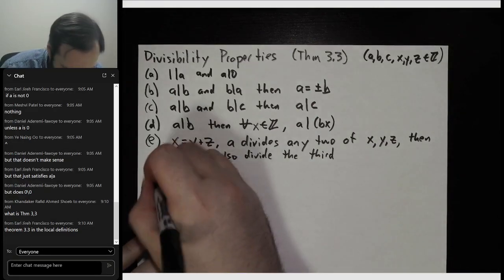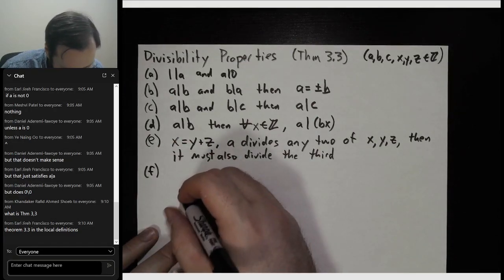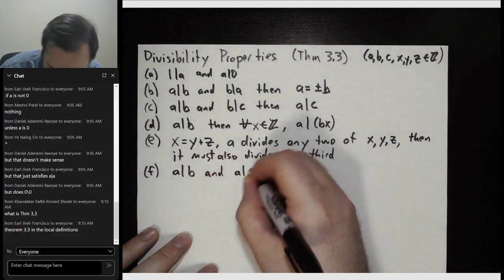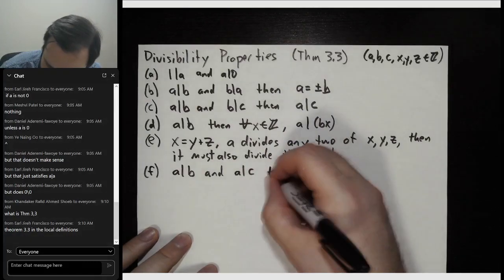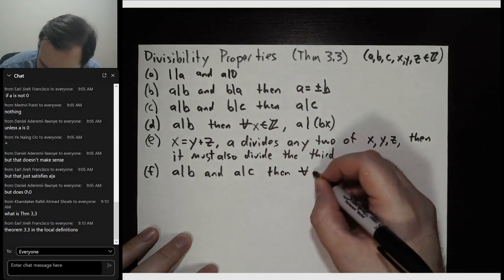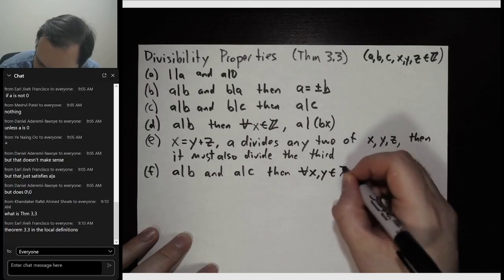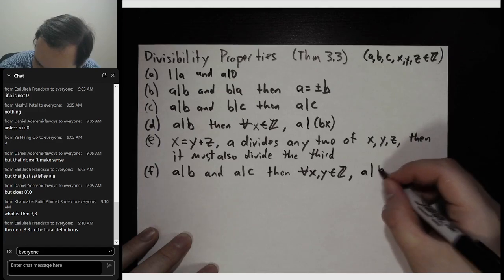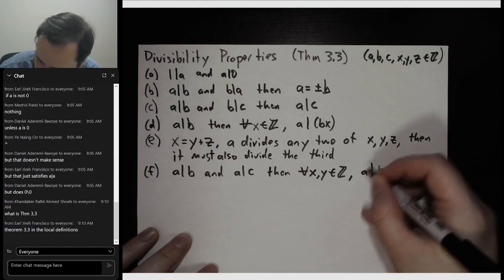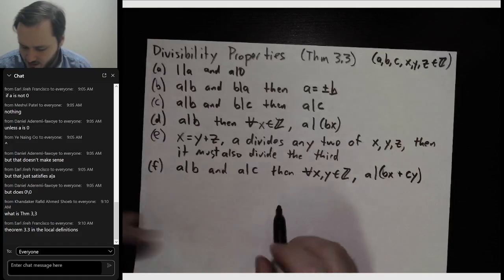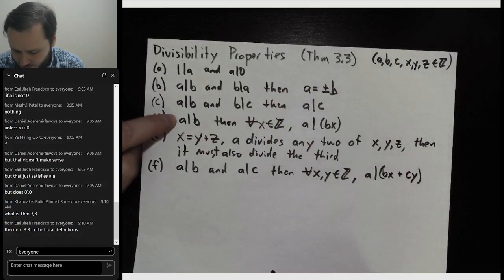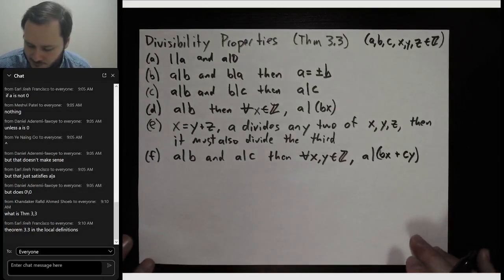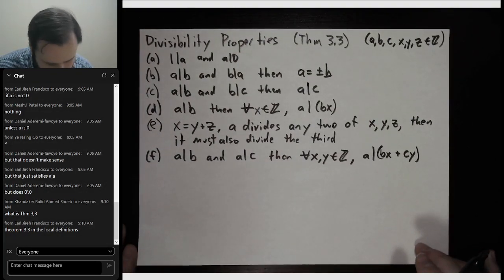And part F, if A divides B and also A divides C, then I can pick any x and y that are integers, and A will divide B times x plus C times y. So it's kind of a combination of these two statements that's going to be powerful.